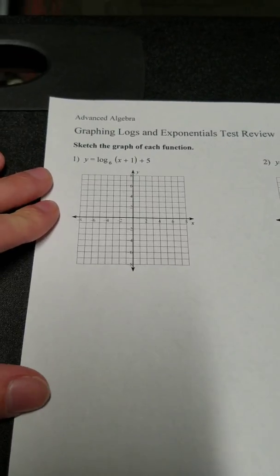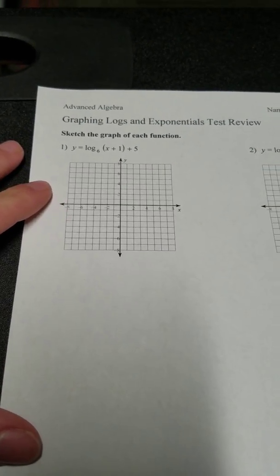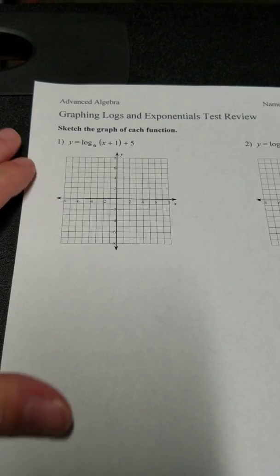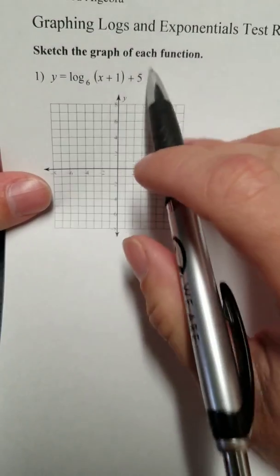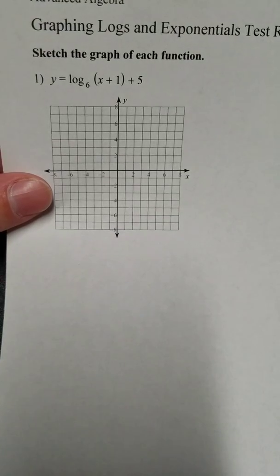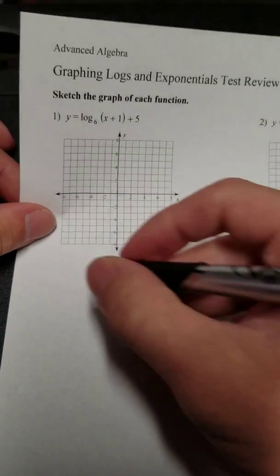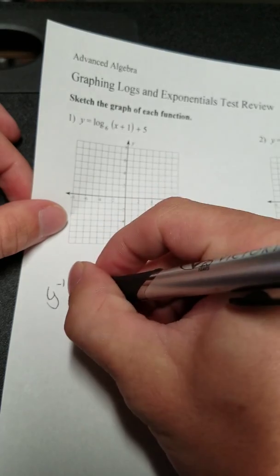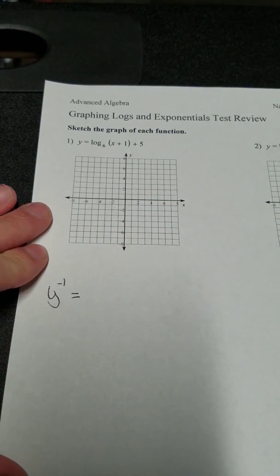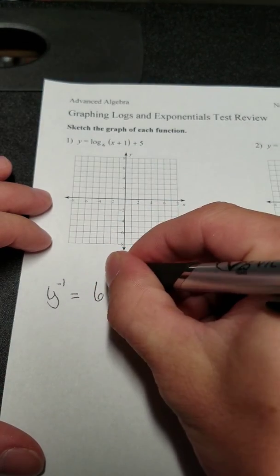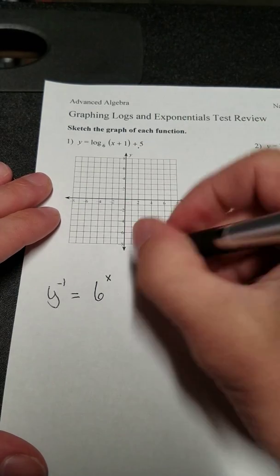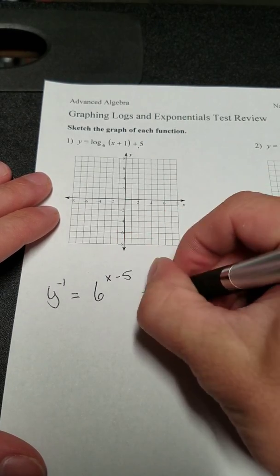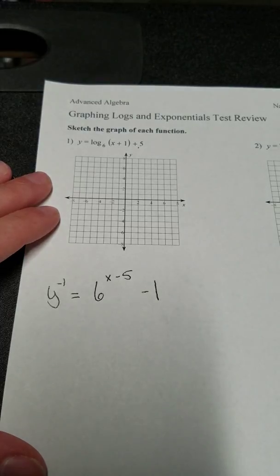All right, this is video 2 on how to graph logs. So the first step is going to be to rewrite this. We have to take this and rewrite it as an exponential. Labeling is going to be key. So y inverse equals, the base is 6, so we do 6 to the x. Change sign, change location. Change sign, change location. That is the inverse. Okay?